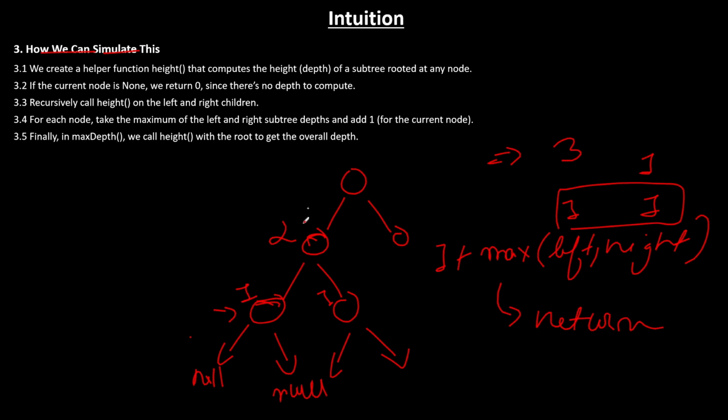Okay. Now it will go back and come here. Again, on the left there is nothing, on the right there is nothing. So it will say, okay, left and right both are null, and I myself have to be counted. So it will return 1 from here. Fine.